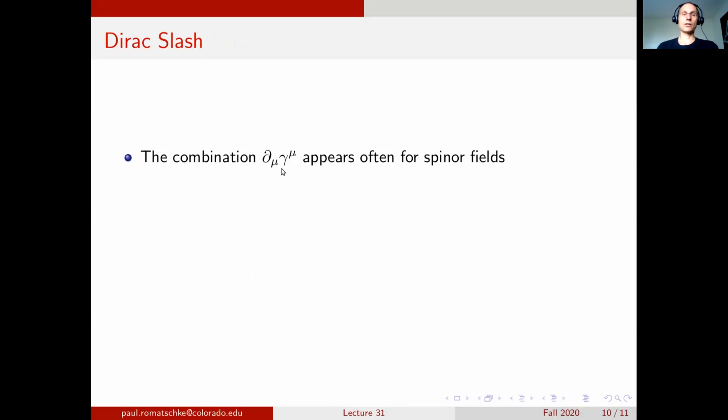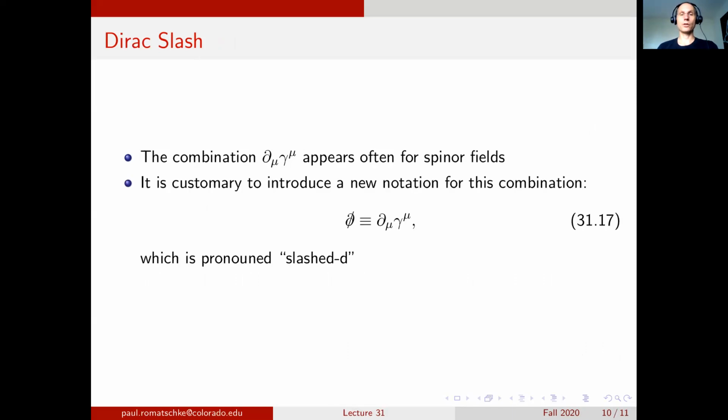Also, the combination d_mu gamma^mu often appears whenever we have to deal with spinor fields. And it's customary to introduce a shorthand notation for this combination. This is the derivative operator with a slash through it. It's pronounced 'slash d', and it just stands for d_mu gamma^mu. This is called the Dirac slash, and it can also be used for other contractions where gamma^mu acts on some other quantity. For instance, we could have A slash, that's gamma^mu A_mu.